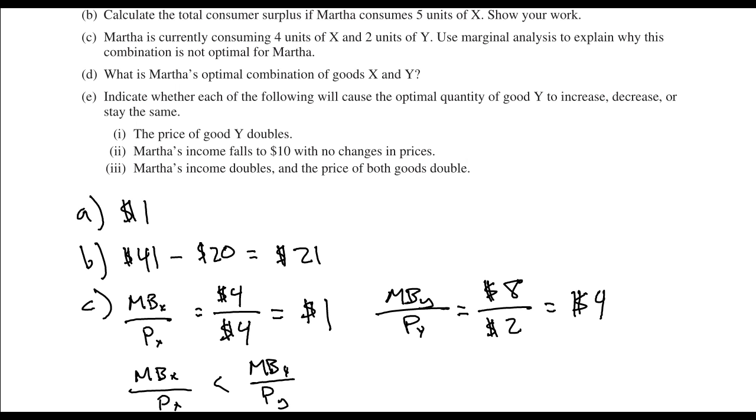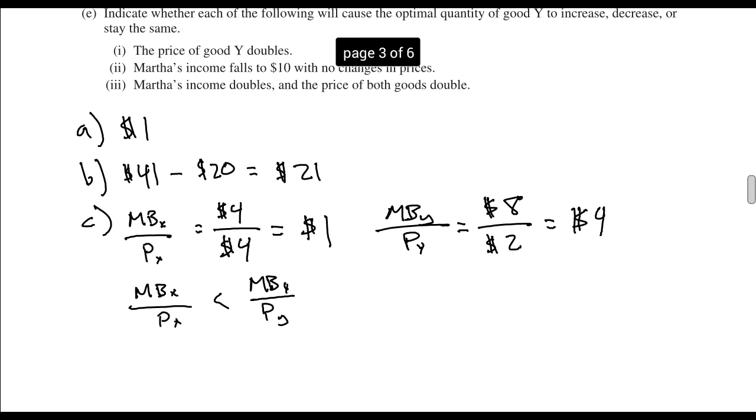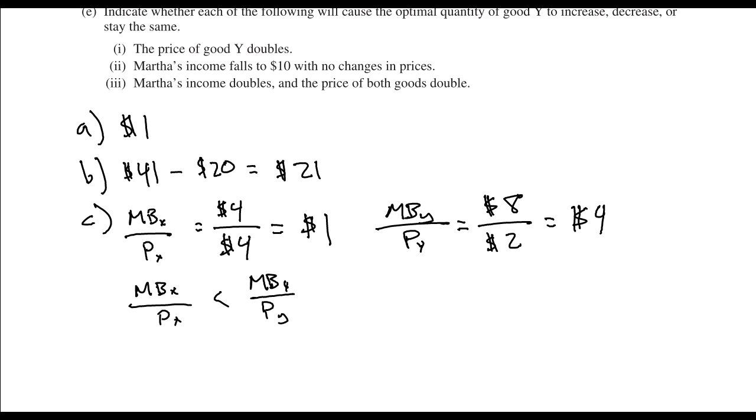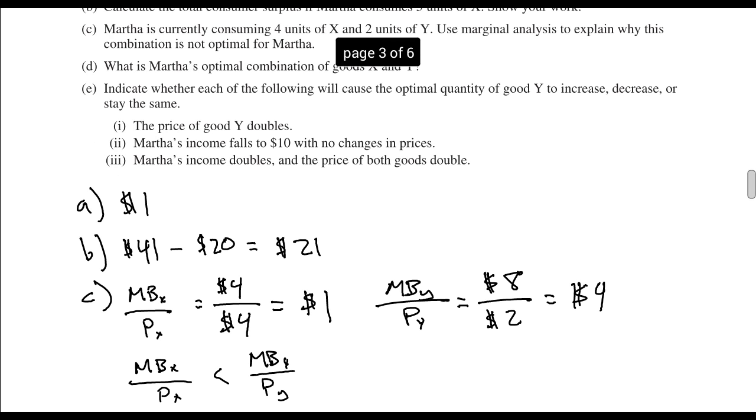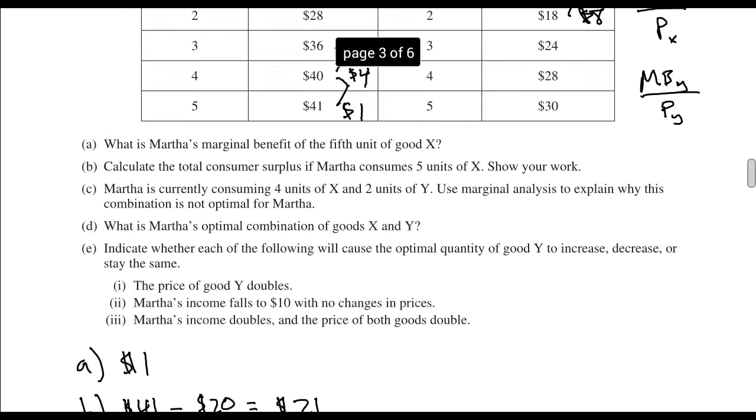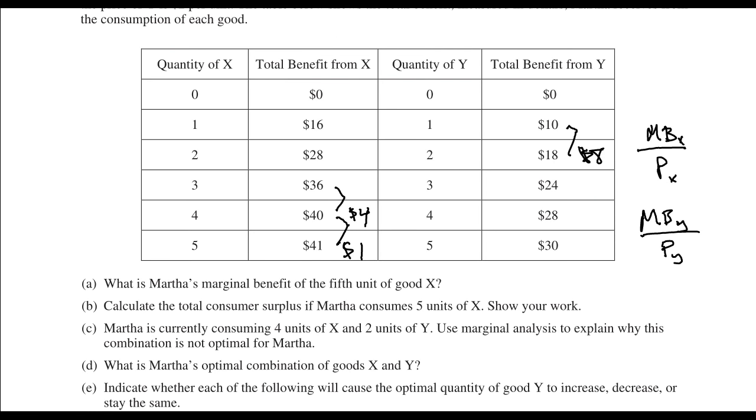Might not be a bad idea to put a little description of what that is, but anyway, it wouldn't be bad to show you the work calculating that as well. Part D. What is Martha's optimal combination of goods X and Y? I can think of a couple different ways to solve this.